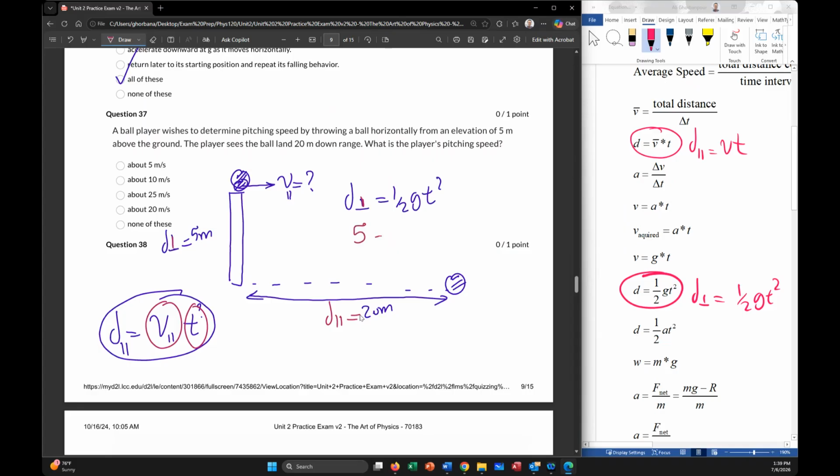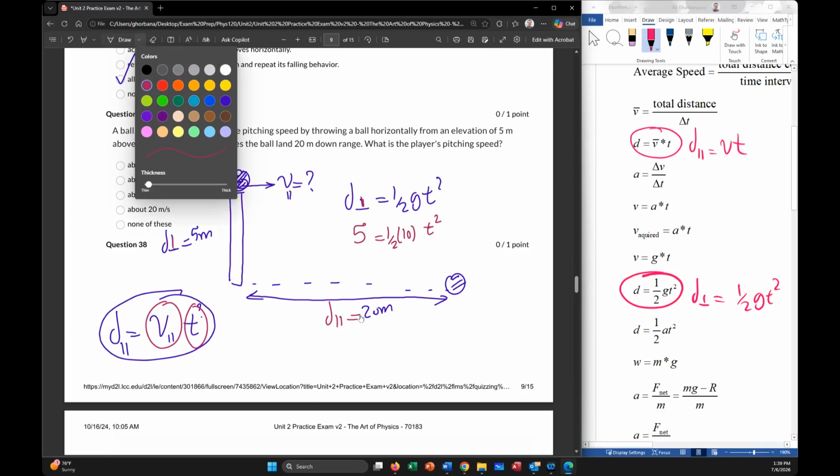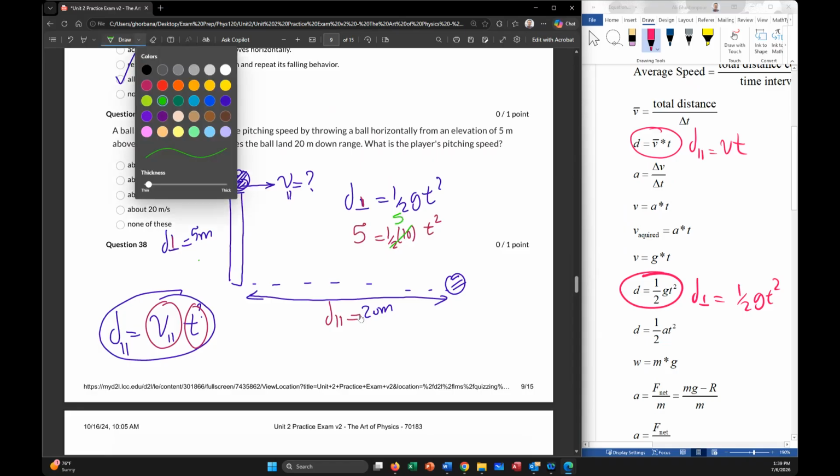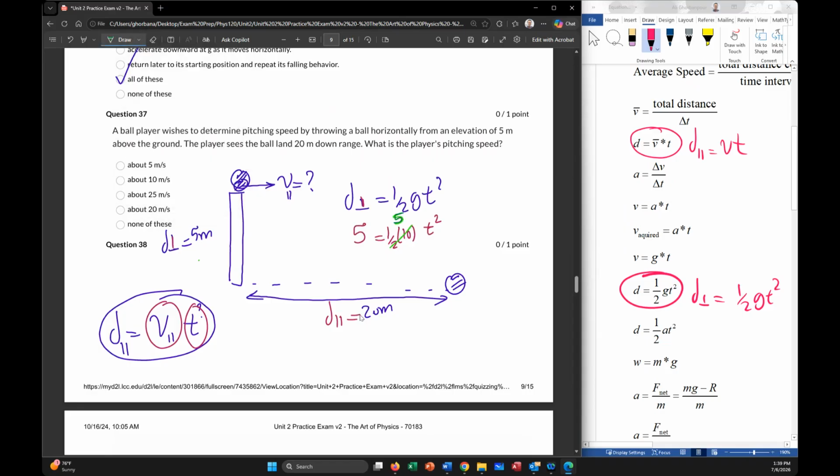We just write 5, 1 over 2, what is this? 10. Good. Then t squared. Try to simplify this. 10 divided by 2, 5. Oh my God, it is too bright. 5, yes? 5 and 5 cancel each other. What is left is t squared equals 1. So t is going to be 1 second. Good. So it takes 1 second.